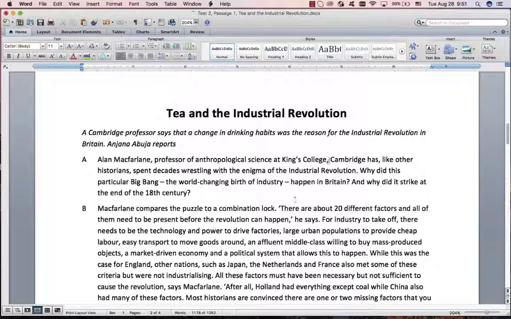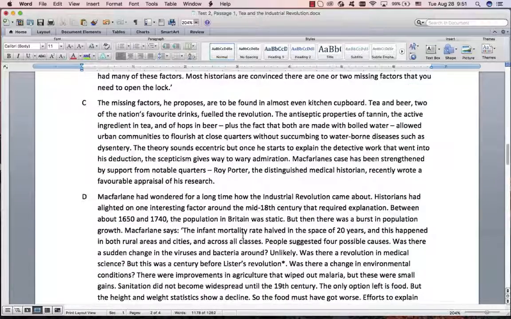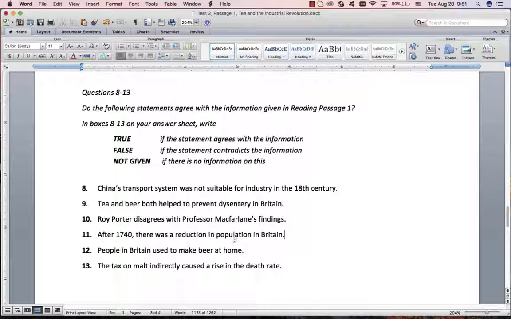Okay, another example. This is called Tea and the Industrial Revolution. I think it's from Cambridge 10, if I'm not mistaken. There was a matching headings and there was a true false not given. Right. So before you even look at the text, I just want you to go through these and see which words you will circle. What are your circle words? More importantly, or as importantly, if you can't find one, I just want you to leave it blank, because in this section I also want you to practice another thing, which is easy ones first and come back to the difficult ones later. So pause the video, find your circle words.